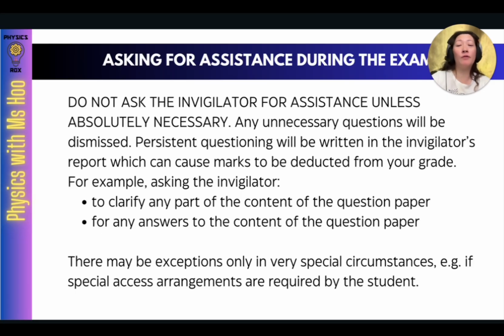For example, if you try to ask the invigilator to clarify any part of the content of the question paper or for any answer to the content of the question paper. Now, there may be exceptions only in very special circumstances. For example, if special access arrangements are required by the student. Special access arrangements are for students with disabilities. So, for example, they have trouble reading the paper or they're not able to write. Usually, this kind of special access has to be arranged in advance and only by students who qualify for the special access arrangements.